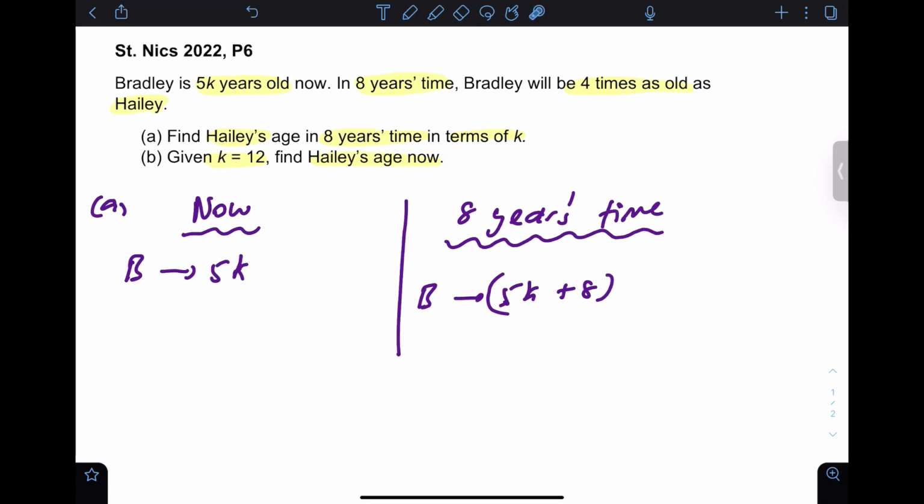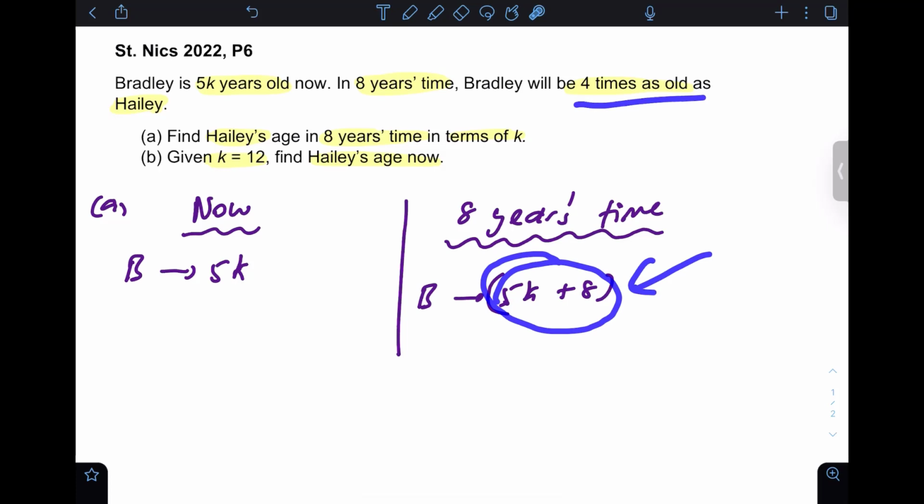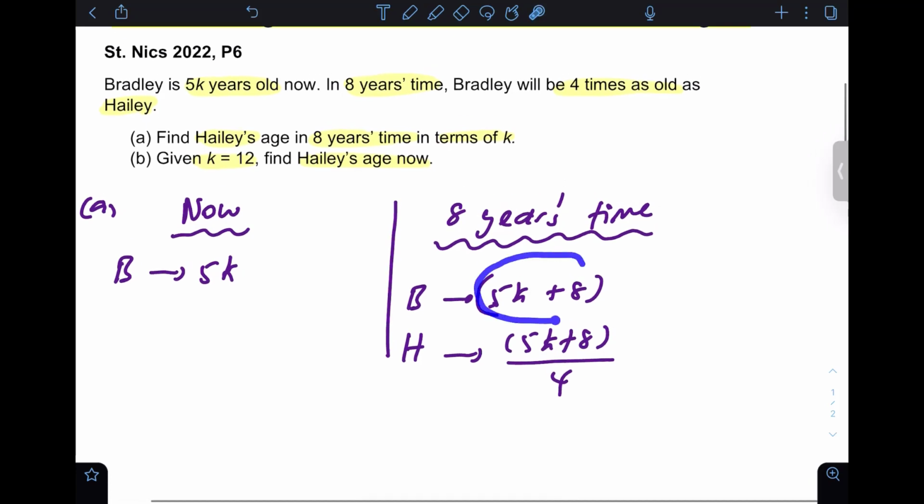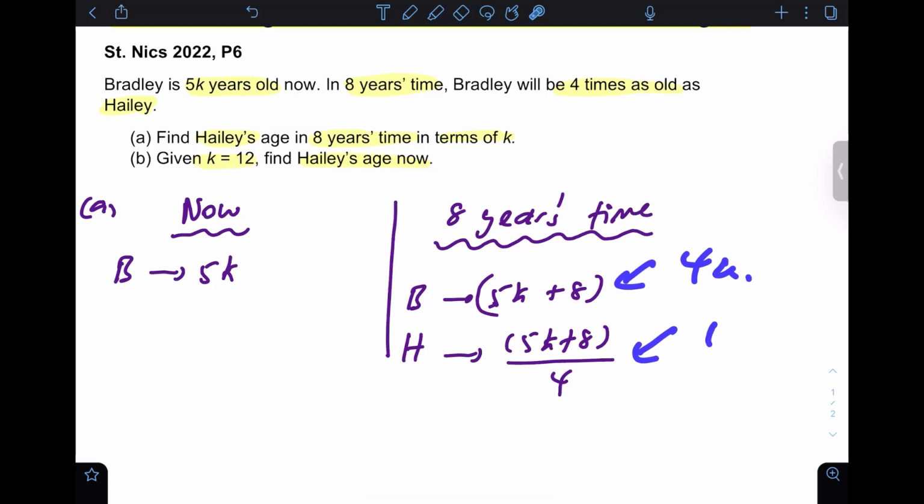And they mentioned that in 8 years time, this age of Bradley will be 4 times as old as Haley. So what is Haley's age then? It will be 5k plus 8 divided by 4, right? Because this guy is 4 times, so this will be 4 units. This will be 1 unit.